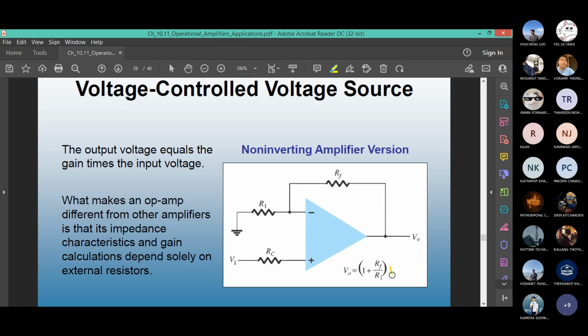This is missing, R1. You see, it's a non-inverting op-amp. For a non-inverting op-amp, you may or may not have this resistor, but what is used for calculating the gain? Only the feedback resistor connects with any other resistor. The feedback resistor is the one that calculates. So Vout equals 1 plus RF over R1 times V1.